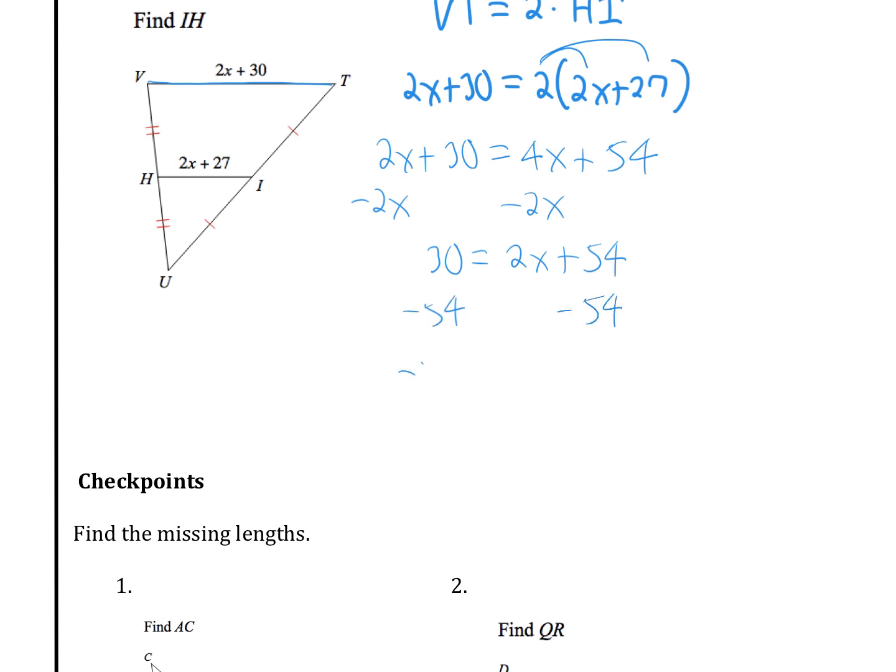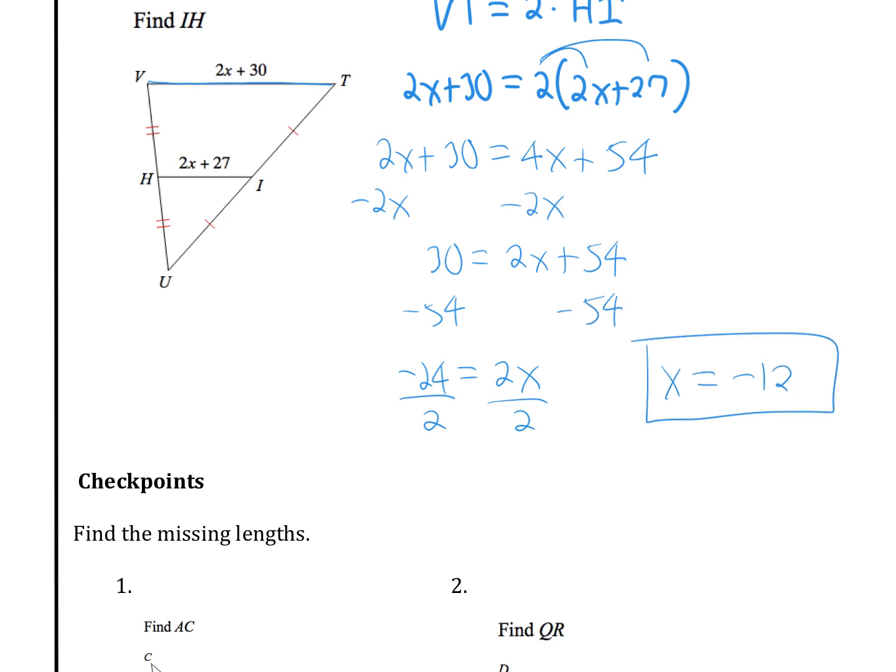We get negative 24 equals 2x. Now what do we do? Divide by 2. We get x equals what? Negative 12. And you may get a negative for this, and that's okay. I forgot to mention that, but yeah, that is good.